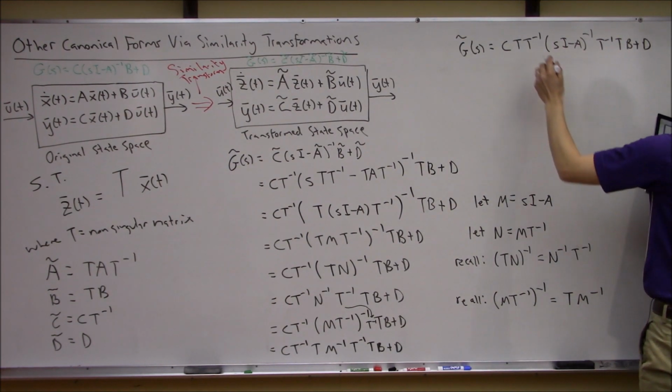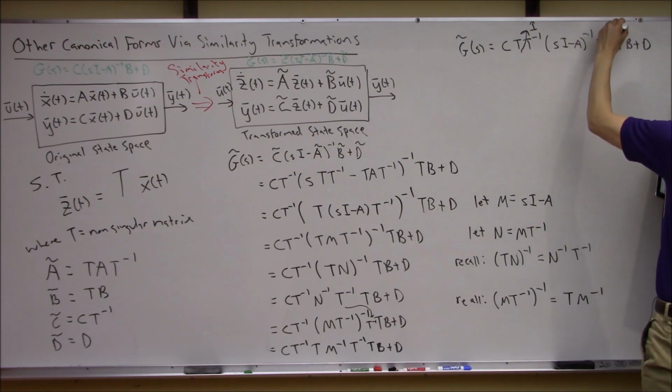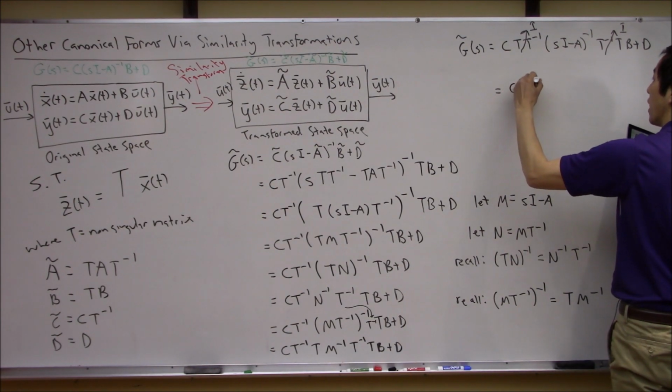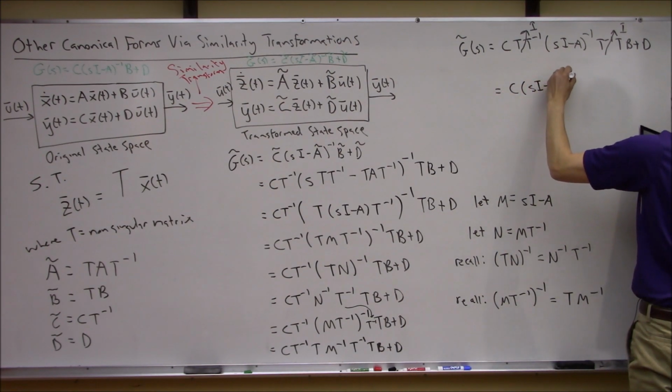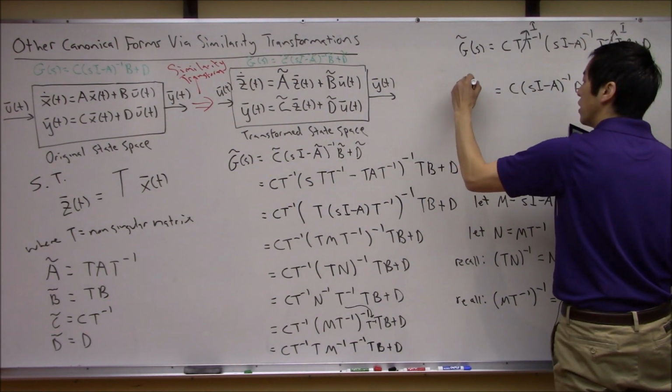Great. Now if you look at this, look, T inverse T, this is just the identity matrix. So we end up with C times the quantity SI minus A inverse B plus D. This is what G tilde is.